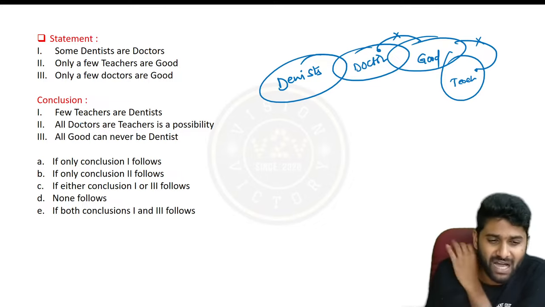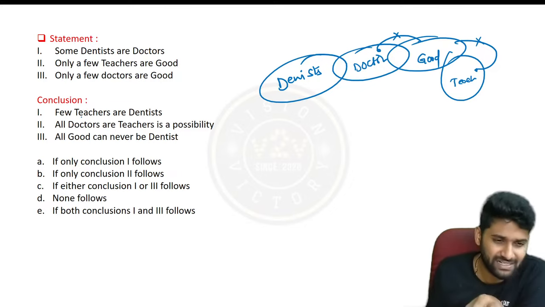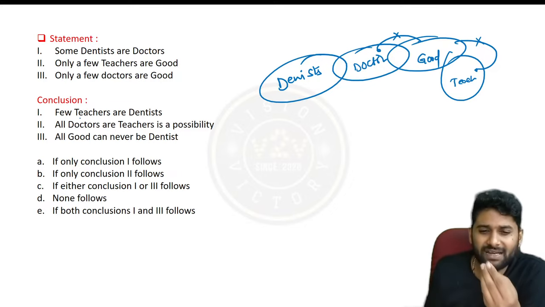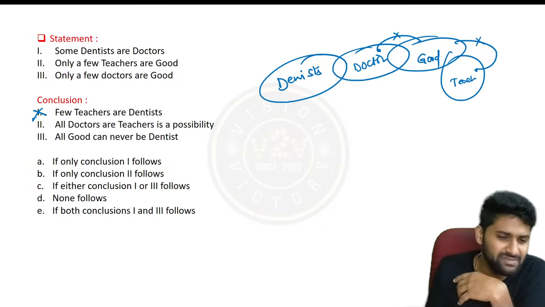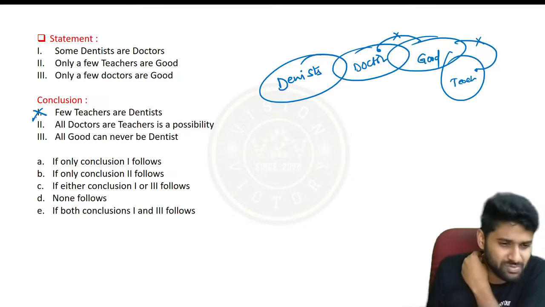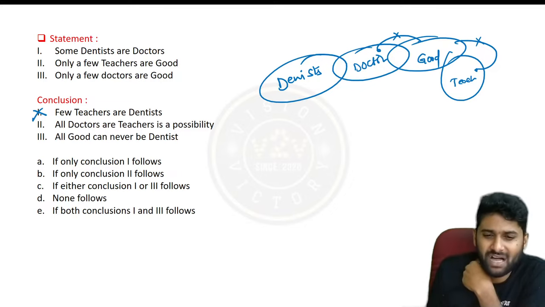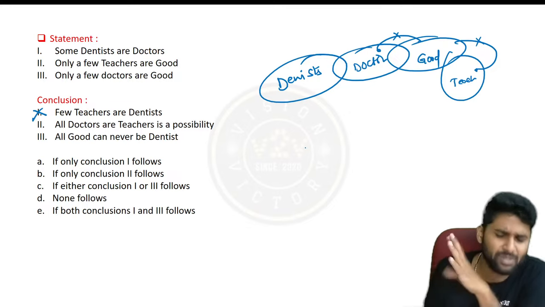Few teachers are dentists. Now you should understand that, see, there is a relation, there is an overlapping between teacher and dentist. Guys, can you see the overlapping between teacher and dentist? No, it's invalid. Let's check with the possibilities here. All doctors are teachers is a possibility, guys.